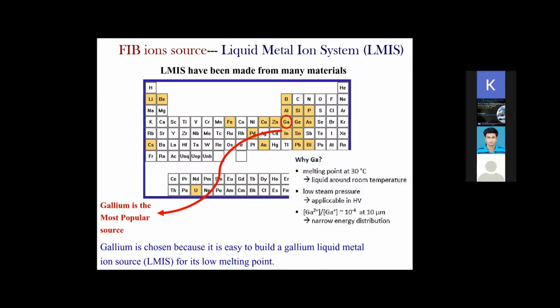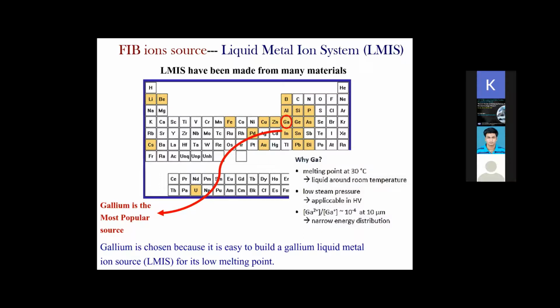Now, the main thing is that it is a room temperature liquid, and its melting point is 30 degrees. That is very important because this source actually acts by using liquid metals, and that's why the name liquid metal ion source, or LMIS. Normally, whenever you want to purchase a source for FIB, you will say I need a gallium LMIS, or you may say argon LMIS or helium LMIS and so on.